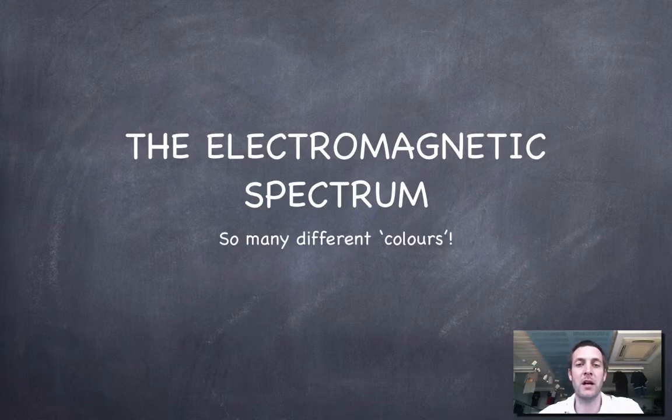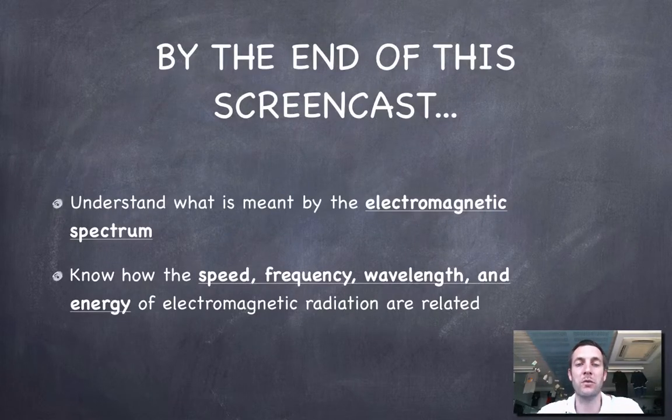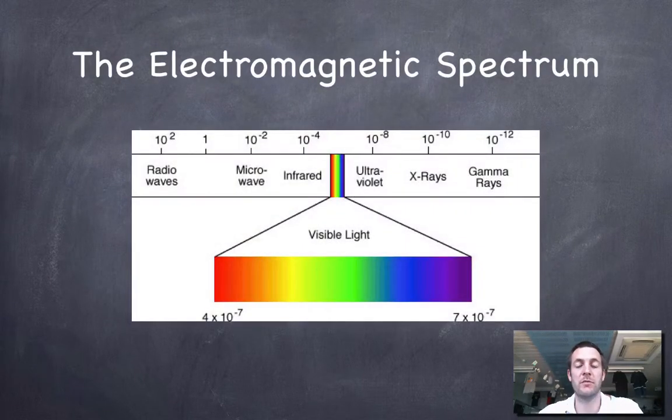But anyway, for now, let's see what we're going to try and achieve by the end of this film. Hopefully we'll understand what is meant by the electromagnetic spectrum if we don't already know, and we'll know how we can relate the speed, the frequency and the wavelength and the energy of electromagnetic radiation, or what most people would call light. Now, light, although it's something that most people normally consider as being something that you can see, is just a range of different wavelengths of electromagnetic radiation.